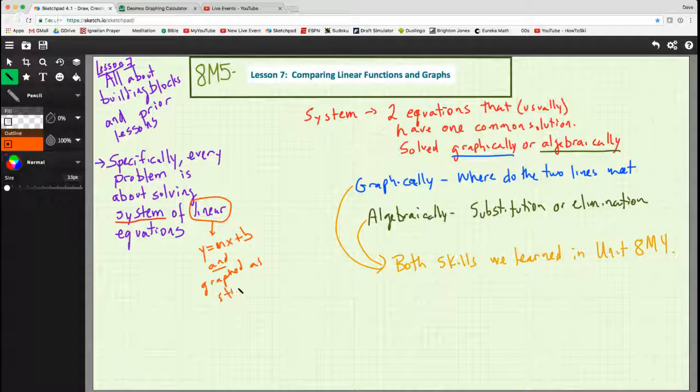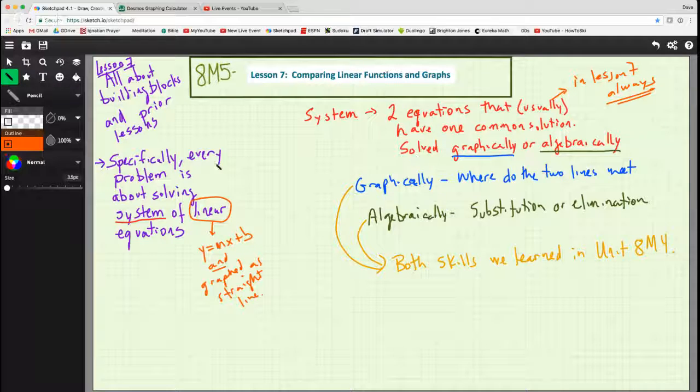as a straight line. Now, the fact that it's a system means that there are going to be two equations. Systems can have three or more, but system simply means at least two. So two equations that usually, and in lesson 7 always, have one common solution. And they can be solved graphically or algebraically.